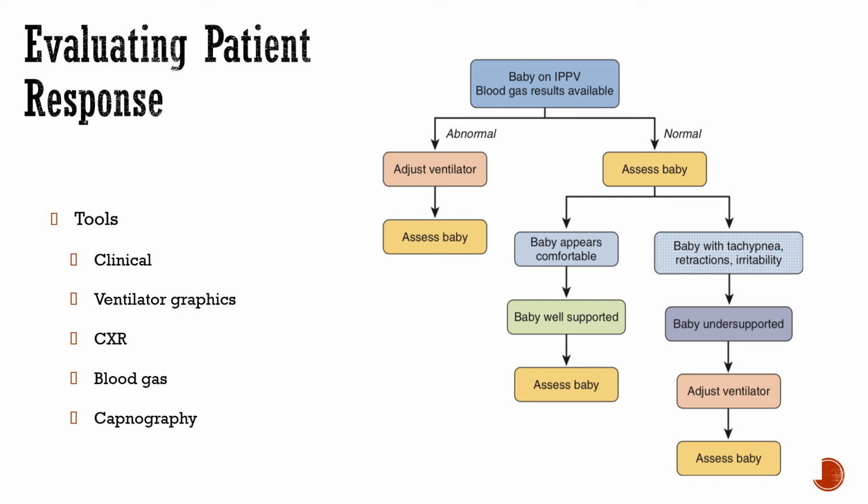The chest X-ray also gives us an idea regarding the functional residual capacity of the lungs. Optimal inflation is signaled by the visibility of 6 anterior and 8 posterior intercostal spaces, although the chest X-ray gives us only a static picture. The blood gas, as we have discussed earlier, must be performed 30 to 60 minutes after the initial setting.